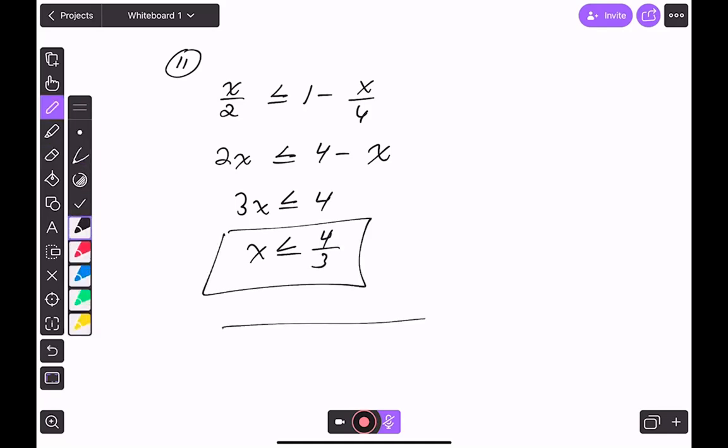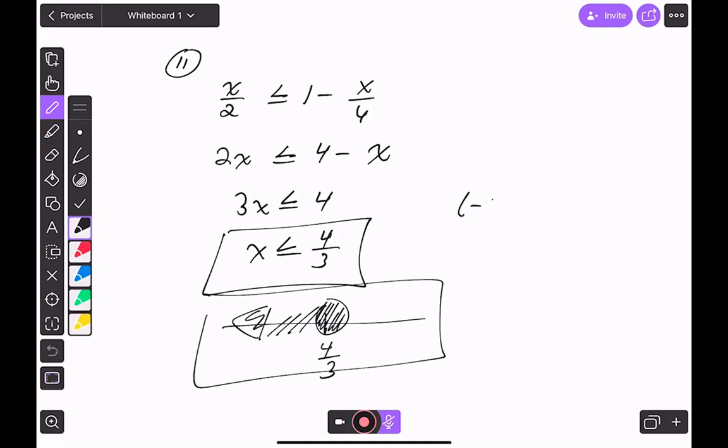I'll put my number line down. 4/3. X could be equal to 4/3. What else could x be? Less than that number. Okay, that's a graph. Put the intervals down. Minus infinity up to 4/3, touching it.